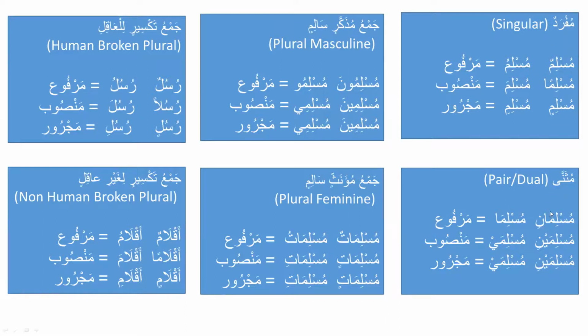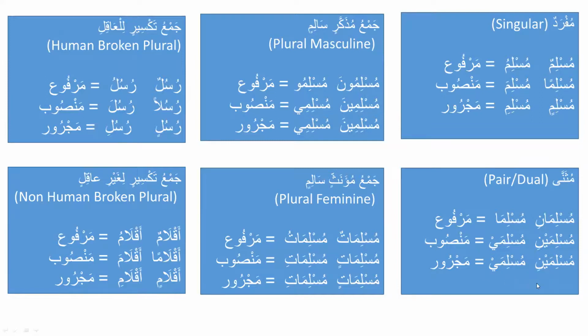If we come to muthanna, the pair, Muslimani, Muslima, what is the difference? The noon is dropped. What is the difference between the two? One is heavy, one is light. Okay, but they are both marfu, because you can see ani here. And here is Muslimaini. So this is the aini we discussed earlier. Aini and ai, Muslimai, both in nasb status. One is heavy, one is light. That is nasb status, so mansub. And then Muslimaini, Muslimai also in jar status.